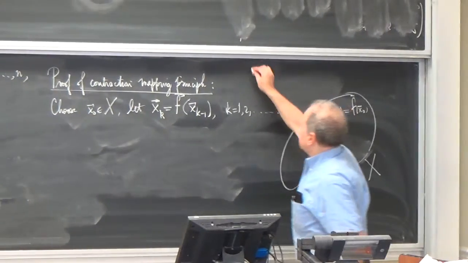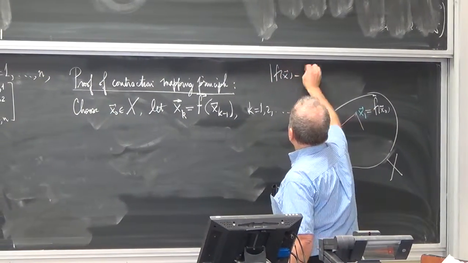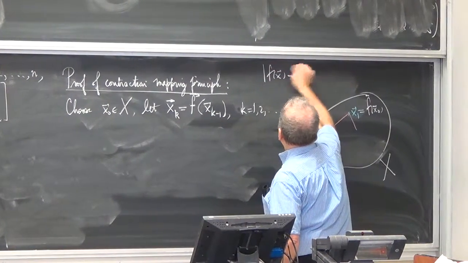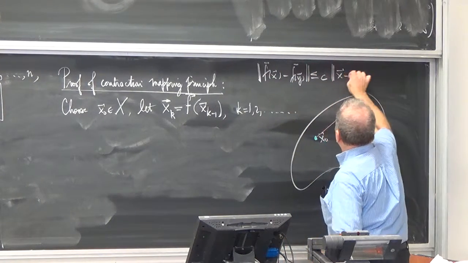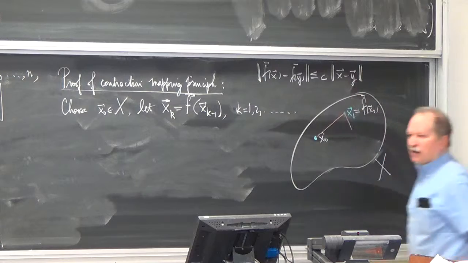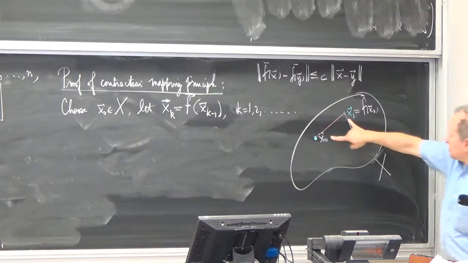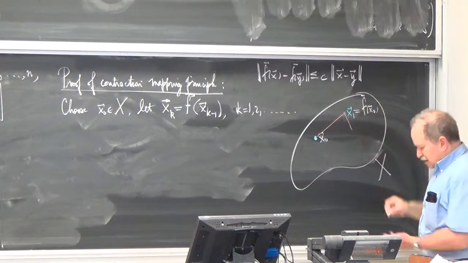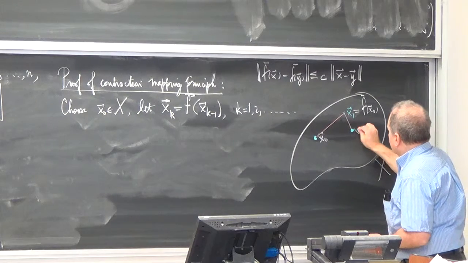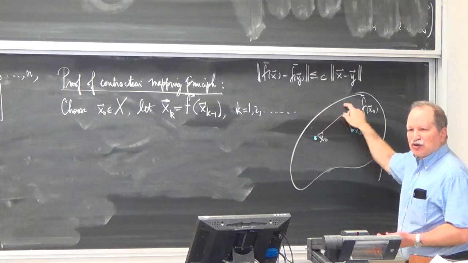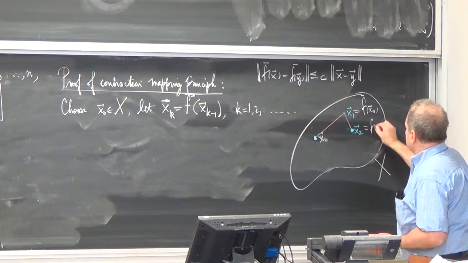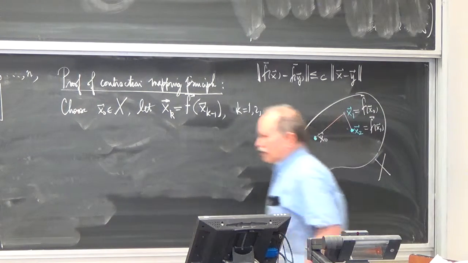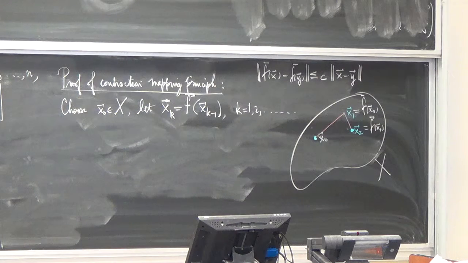Remember we said f of x minus f of y in magnitude is at most c times the difference between x and y in magnitude. So whatever distance this is, the distance to x2 is less than or equal to c times that original one. It has to happen.